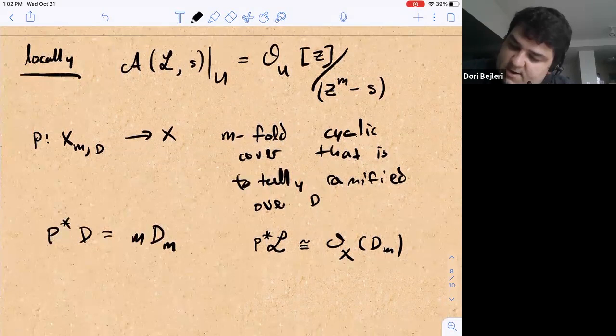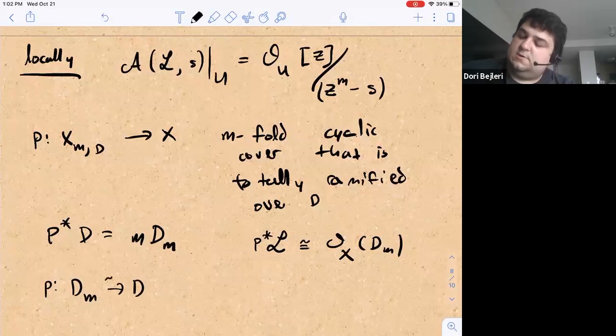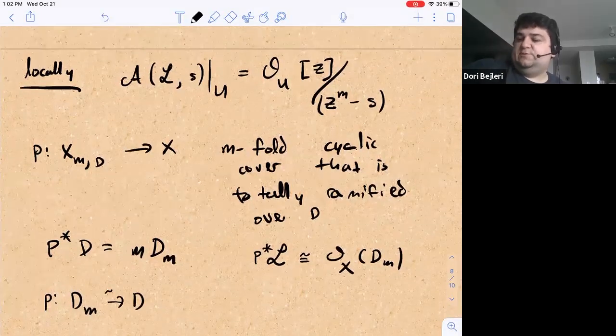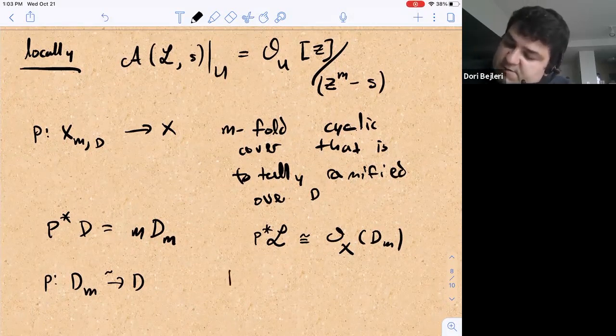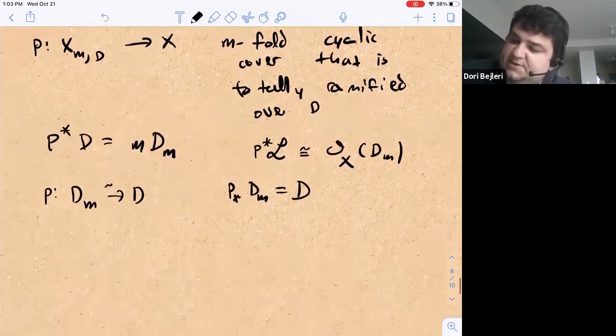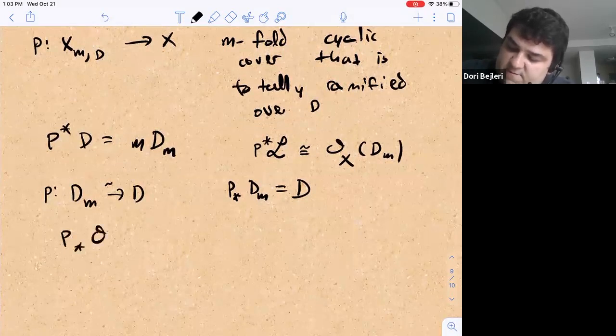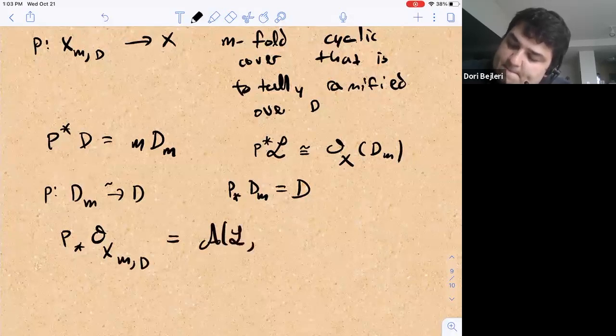The other observation is that the projection map from D_M to D is actually an isomorphism. Again, that comes from looking at this algebra description in terms of affine coordinates, because if we look at the reduced vanishing of S, well, that's just the same as O_U mod S, just from this algebra. So this is an isomorphism, and so p lower star D_M is D. And then finally, just from the definition of relative Spec, p lower star of O_{X_{M,D}} is this algebra that we took Spec of. Some formal property of relative Spec.